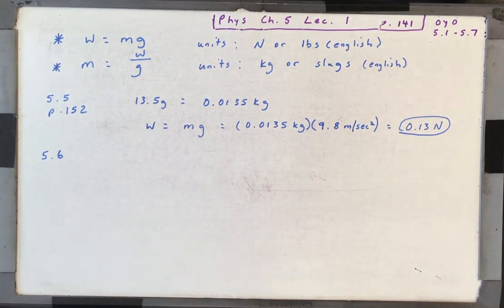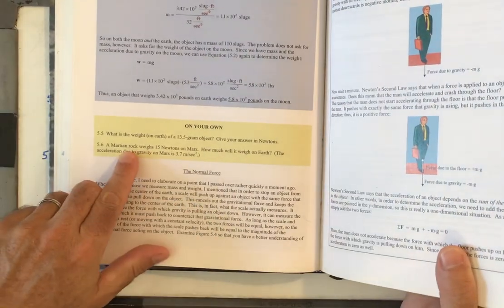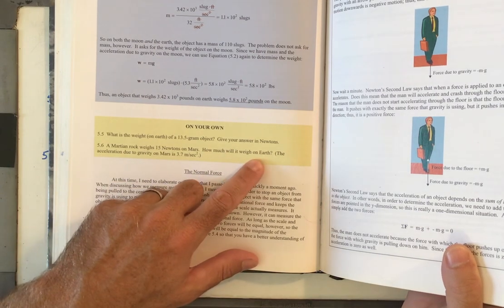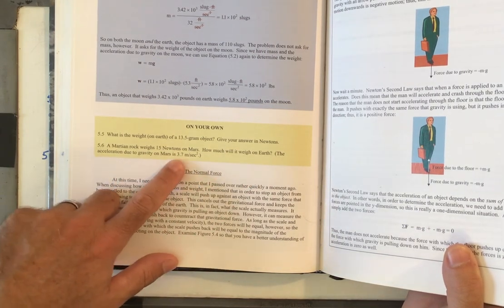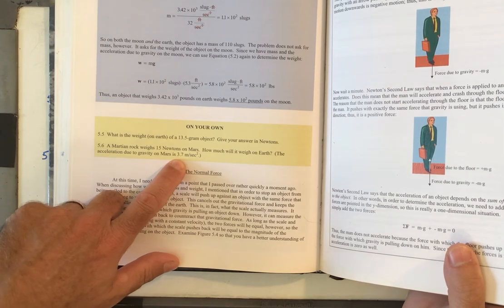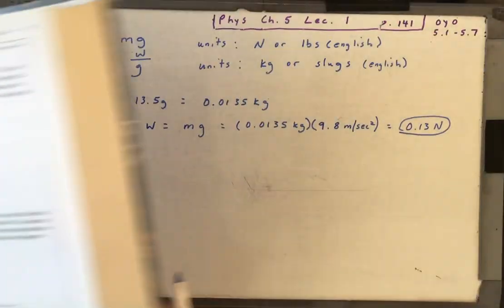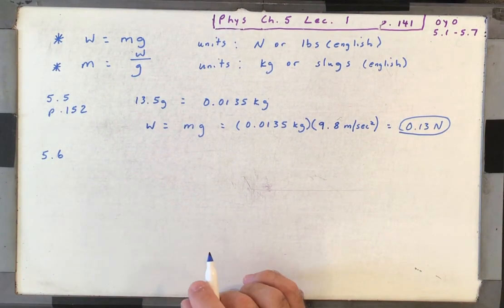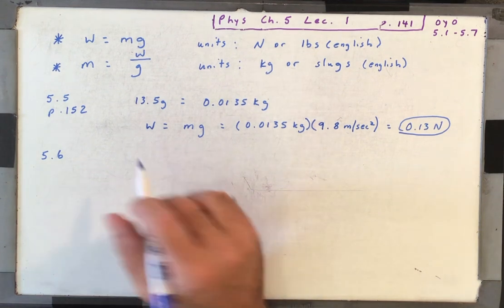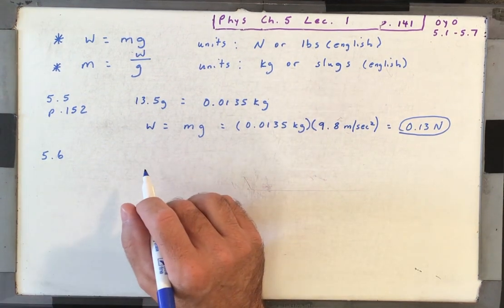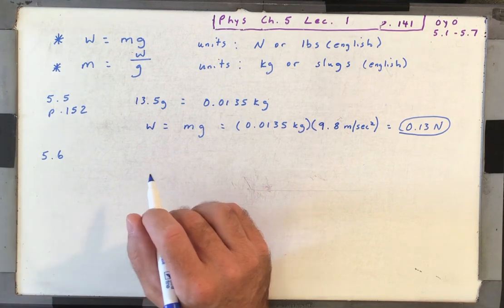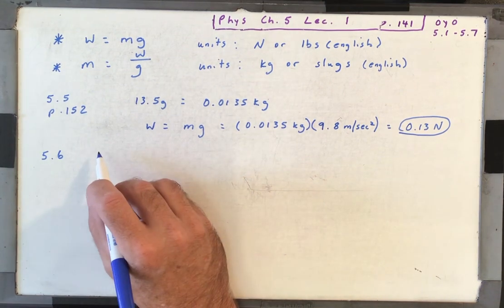All right, right underneath that, 5.6 says a Martian rock weighs 15 newtons on Mars. How much will it weigh on Earth? And the acceleration due to gravity on Mars is 3.7 meters per second squared. So Mars actually is less than half the size of Earth. People think it's kind of a sister planet. It's really not. Venus is more of a sister planet to Earth in terms of size than Mars. Mars is closer, honestly, to the size of the moon than the Earth, or right in between anyway.